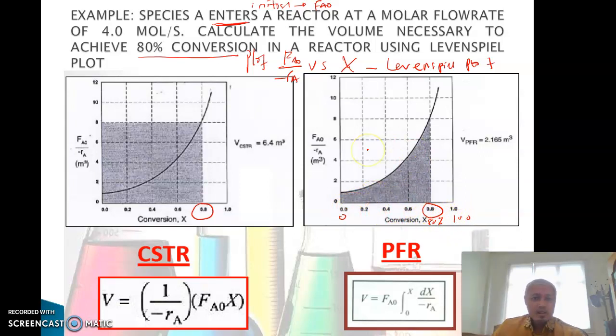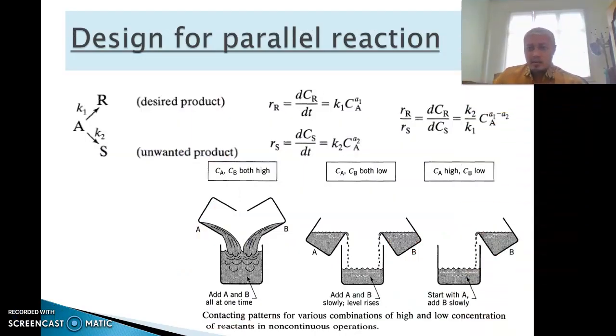And then this is to show the difference between CSR and also PFR. This clearly shows us that the volume for CSR is greater than PFR at 80% conversion for this kind of curve.